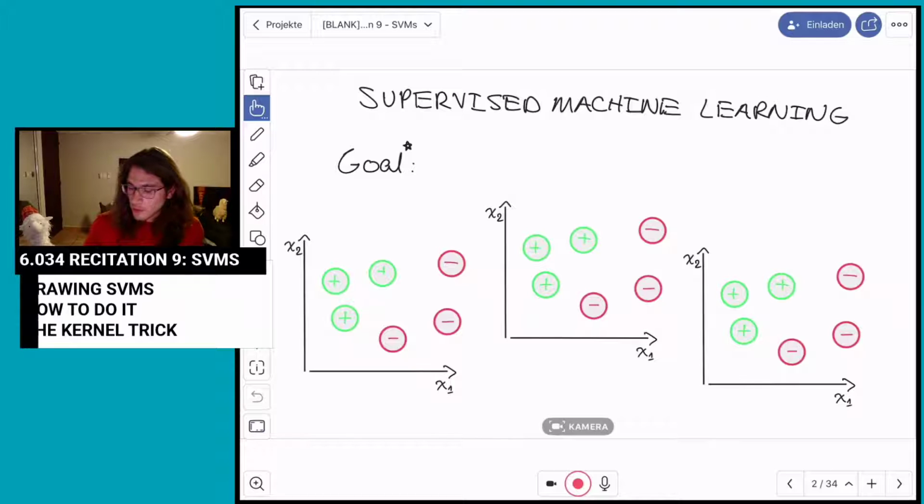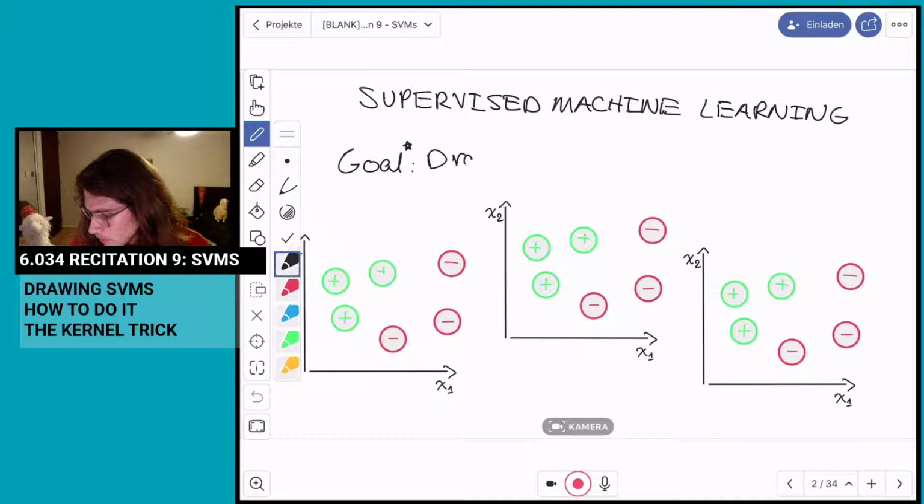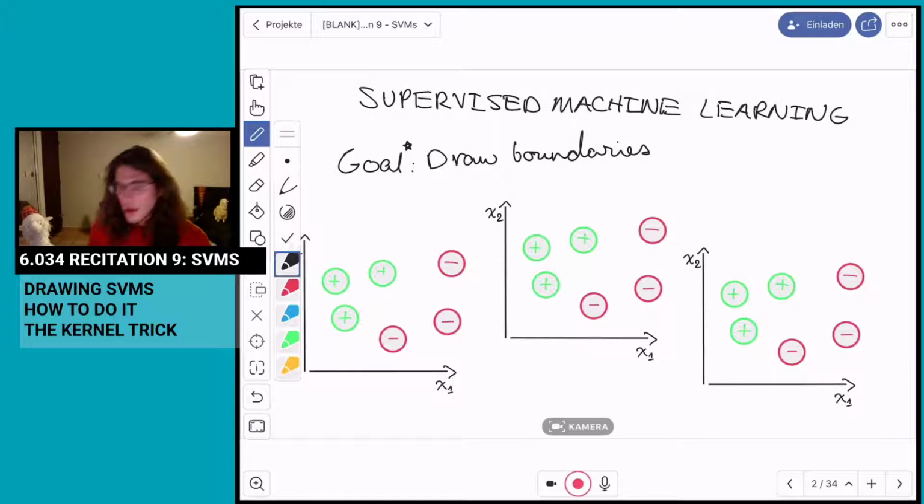Okay, so before talking about support vector machines, I believe this is the third time in the series that we touch upon supervised machine learning. But this time, I want to bring with it a plot twist. In the previous two times, I've mentioned that the goal is, given data, I want to find some rule to classify new data. And I want that rule, obviously, to be the best that it can be. But now the goal is going to be to draw boundaries. And I'll show you what I mean.